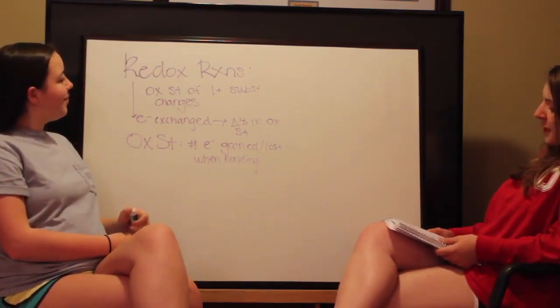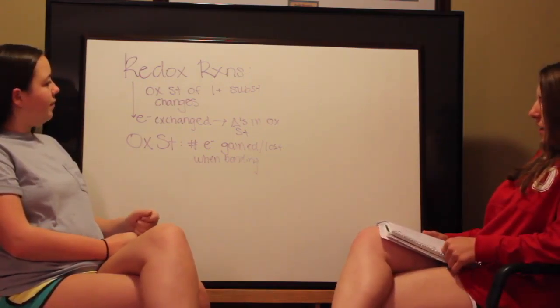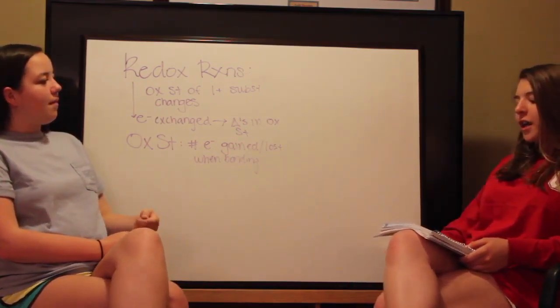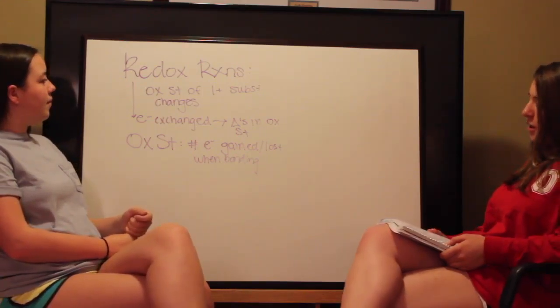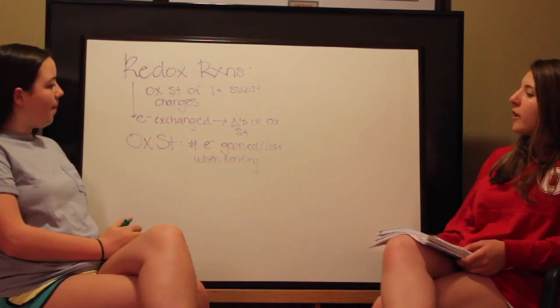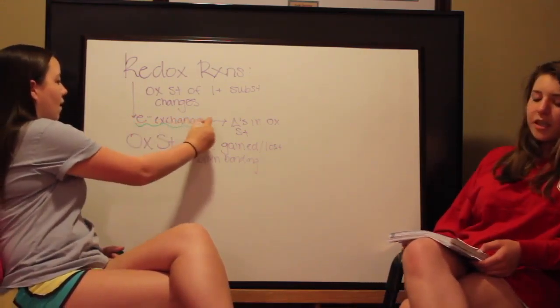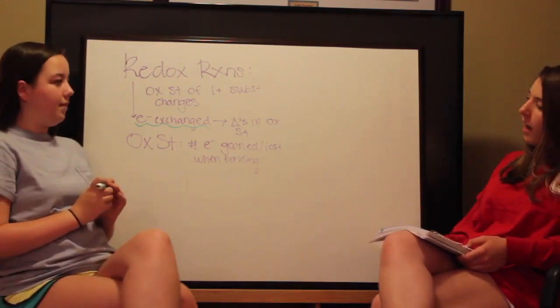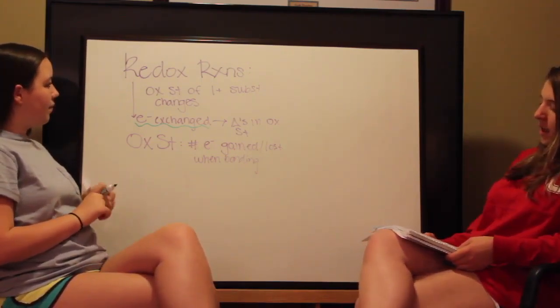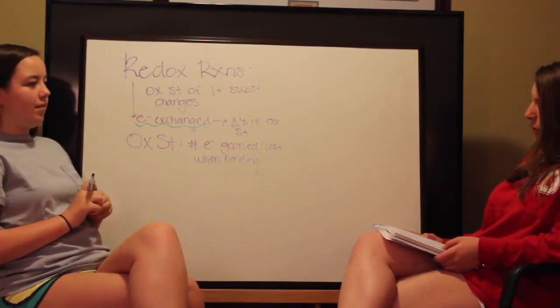Okay, so redox reactions are an abbreviation for oxidation reduction reactions, and they are chemical reactions in which the oxidation state of one or more substances changes. So during this reaction, electrons are exchanged by reactants and products, resulting in changes in oxidation states. And oxidation states indicate the number of electrons that a substance gains or loses when it forms a bond.